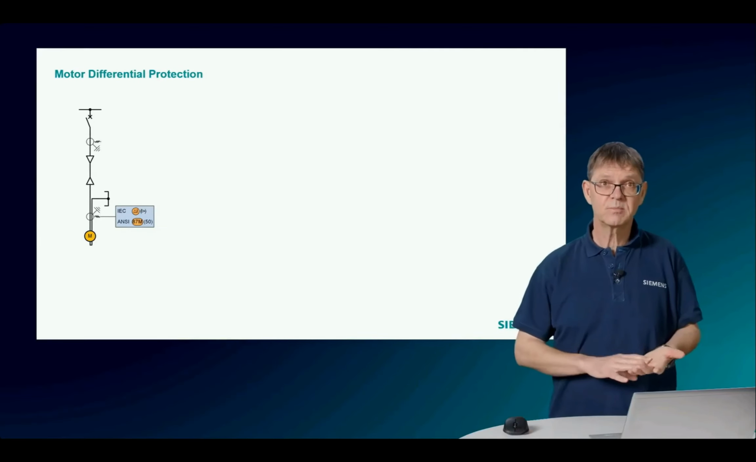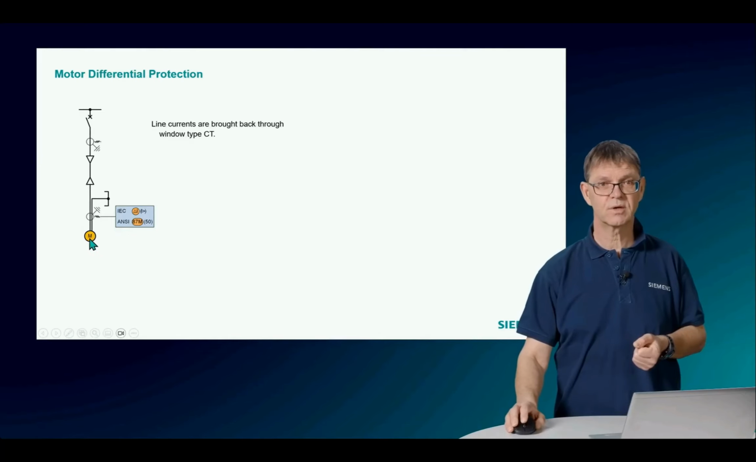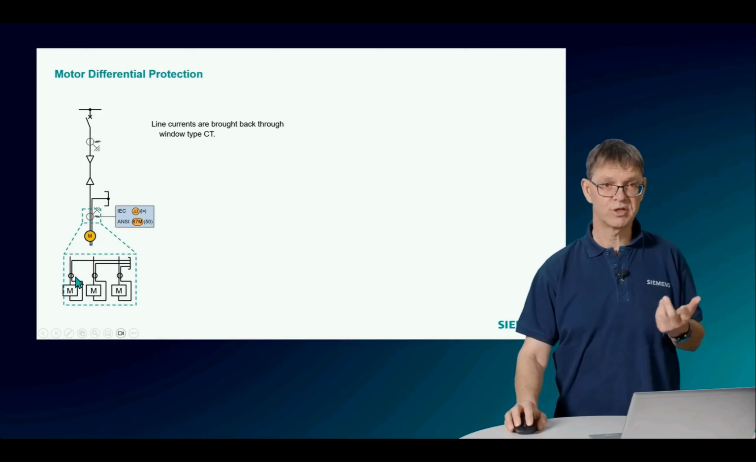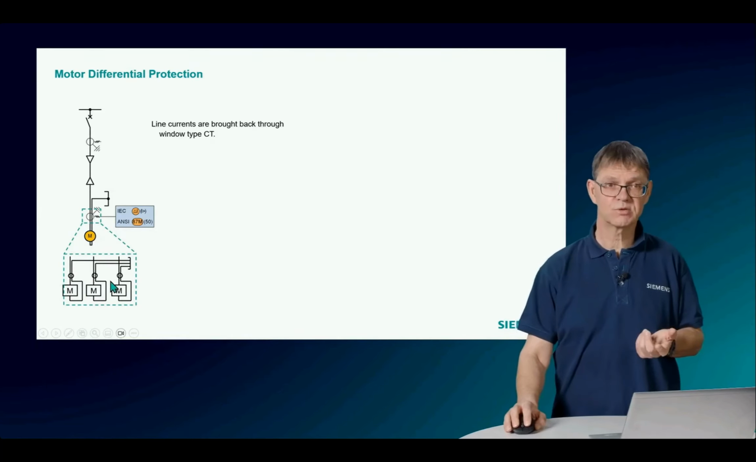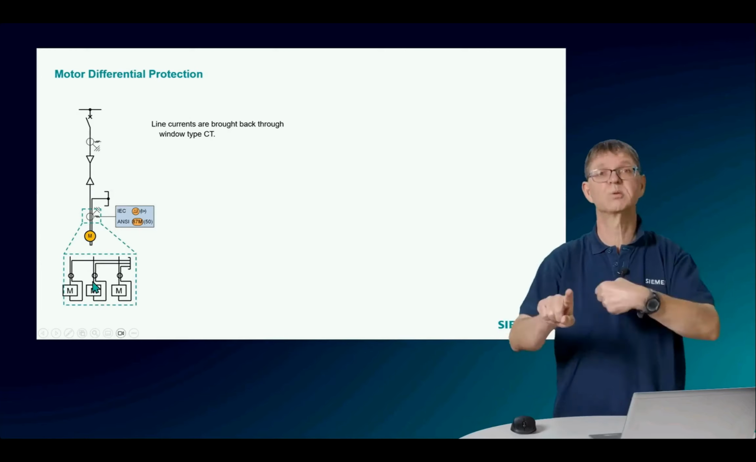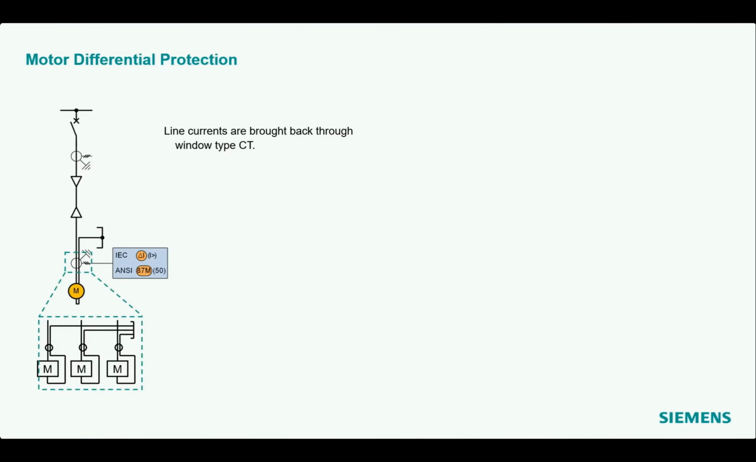There's a second principle for the differential protection, and this is shown here. I have here a window type current transformer for each phase, as indicated on the bottom. I bring the current through this window type current transformer and backward, and in this current transformer the two currents are going in opposite directions, so the starting current or the normal load current cancel out each other. And therefore the protection function here is a simple overcurrent protection function.